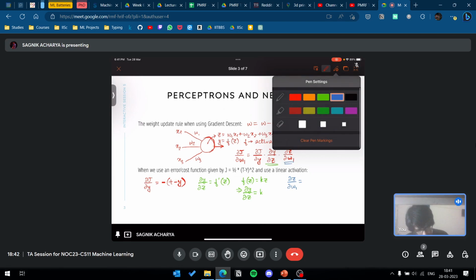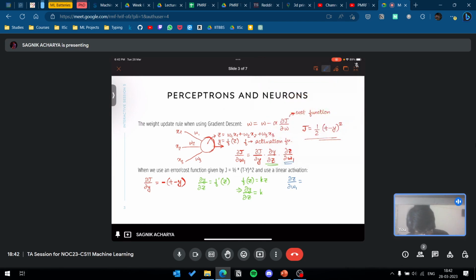So del z by del w1 will be equal to, so what is the coefficient of w1? The coefficient of w1 over here is x1, right? So this will just be equal to x1. So finally we'll have del j by del w1 equal to minus of (t minus y) into k into x1, right? Similarly we'll have del j by del w2 equal to minus of (t minus y) times k times x2. And similarly this goes on for all the w's that we have.